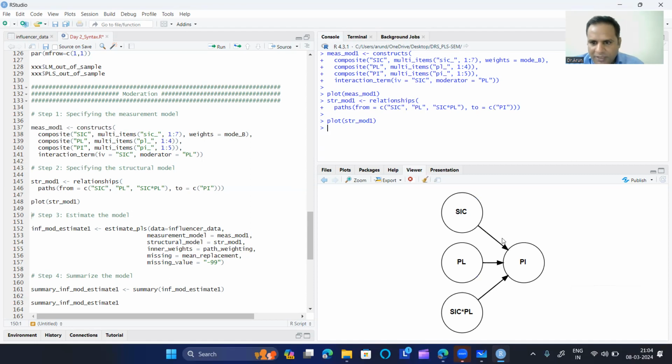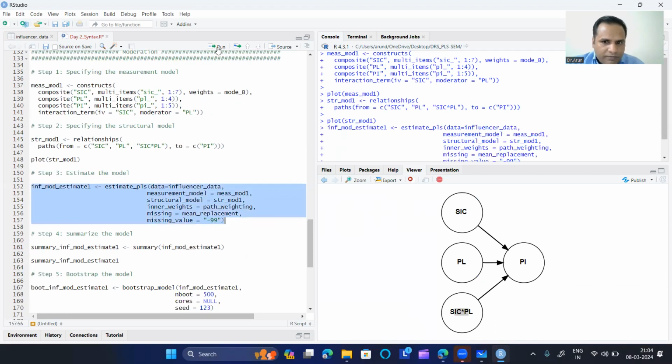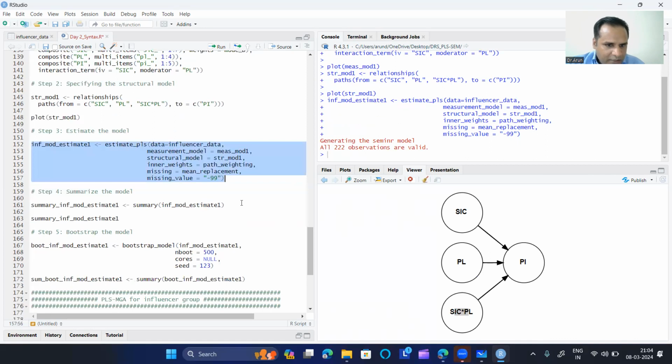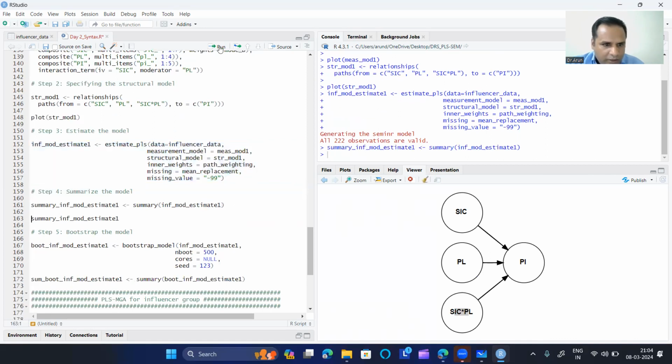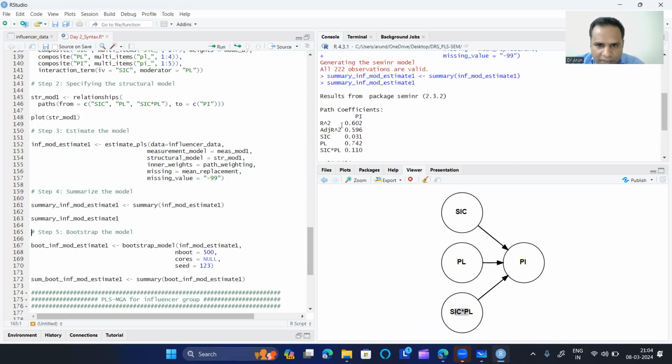So one path from SIC to PI, PL to PI, and there is an interaction term SIC and PL. If this third path, the product of SIC with PL, is significant, we say that there is a moderation. Now let's estimate the model again. This remains the same. And let's summarize the model. Can you interpret the summary? Yes. The R square for the total model is 60%.